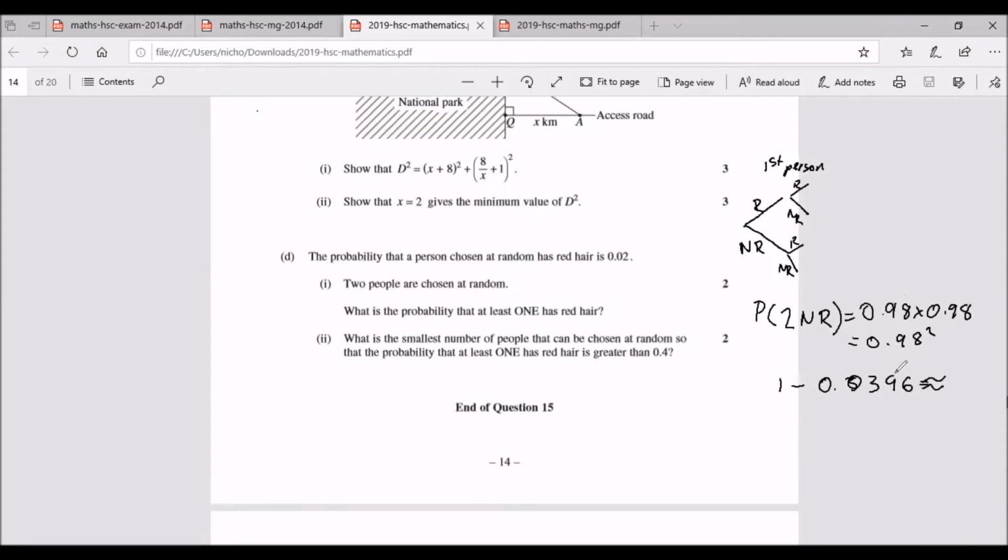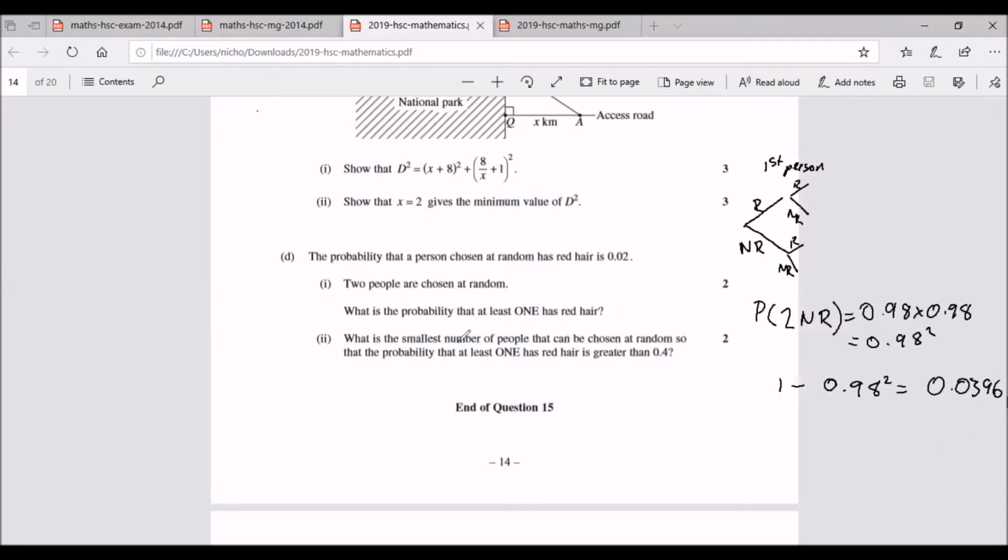In an exam, you do the exact version. Oh, sorry, that is the exact version. Sorry, I wrote that wrong. So that should be 1 minus 0.98 squared, which equals 0.0396. Does that make sense? Yep.